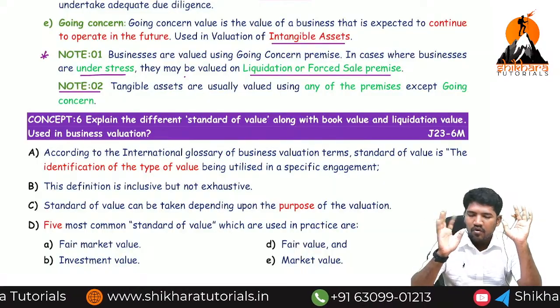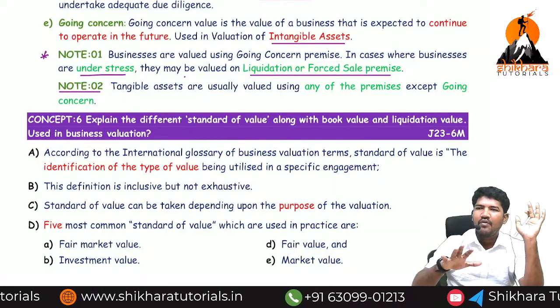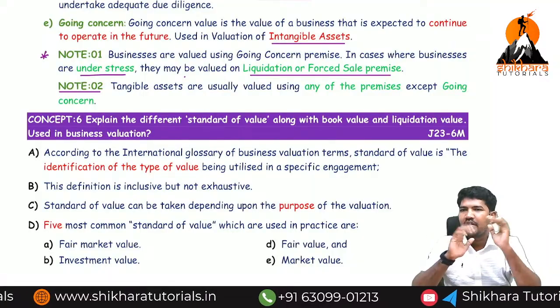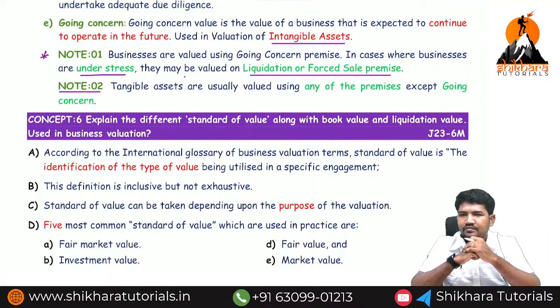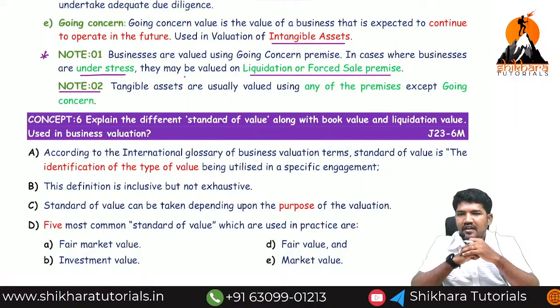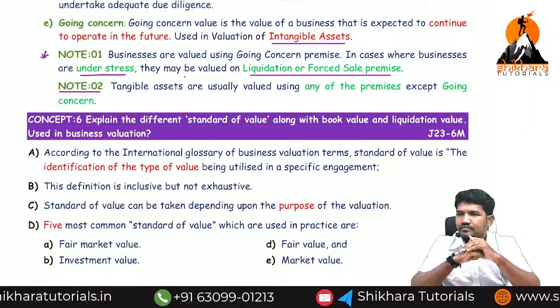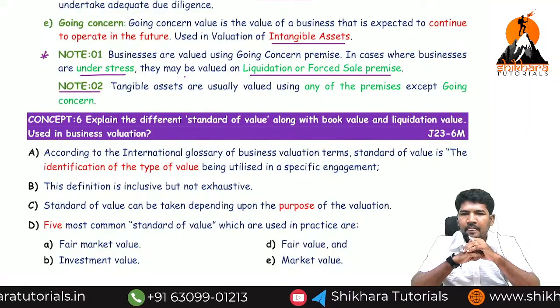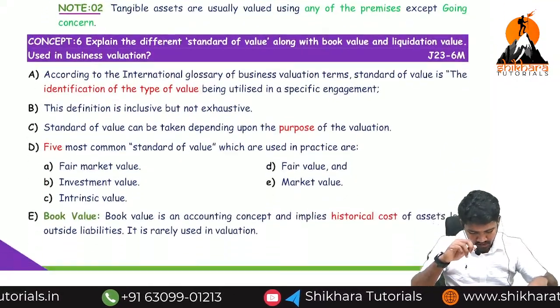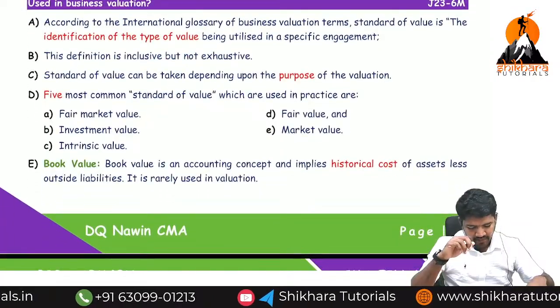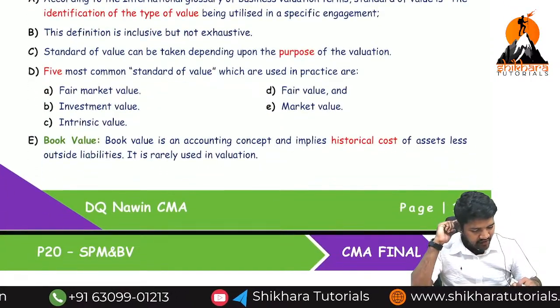Are you guys clear? Based on this information, you have 7 to 8 MCQs in our material, only based on this information. Above key terms are there, and based on that we have 20 MCQs out of 75. Are you clear? Done. Next, we already completed fair market value, investment value, intrinsic value, fair value, market value, etc.